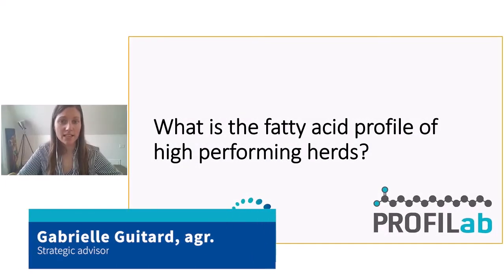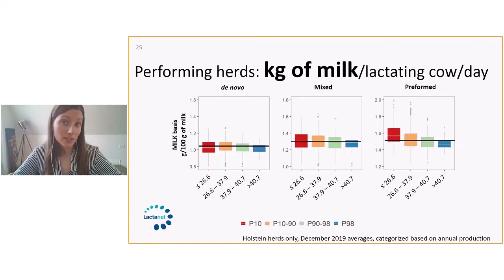What is the fatty acid profile of high performing herds? So the first thing to do is to establish what is a high performing herd. We will talk about two different ways. This first one is kgs of milk per lactating cow per day.